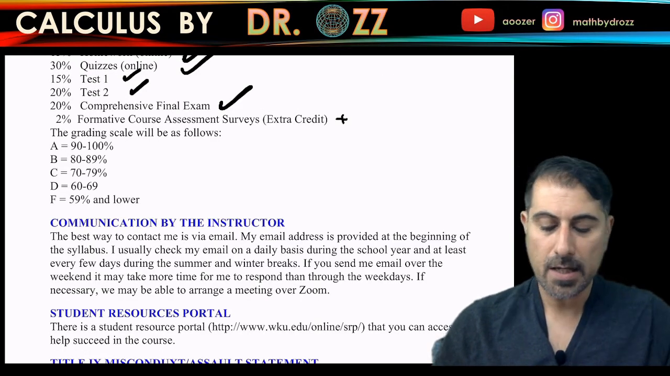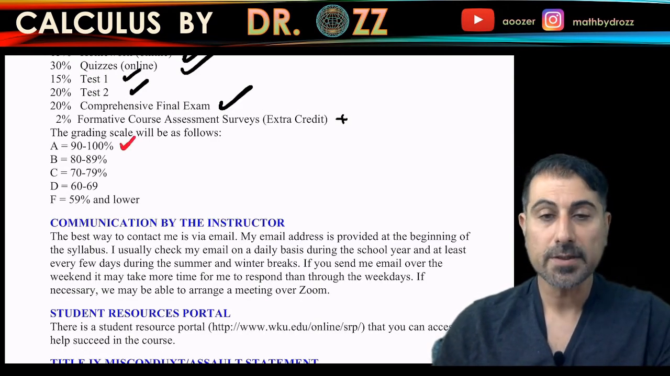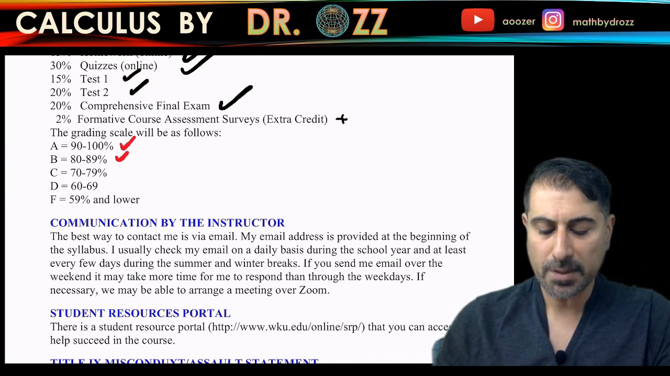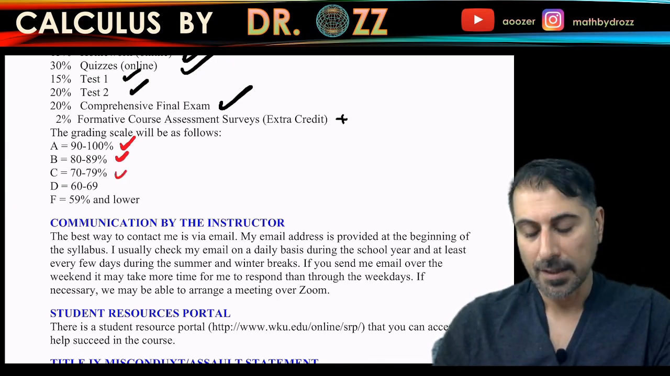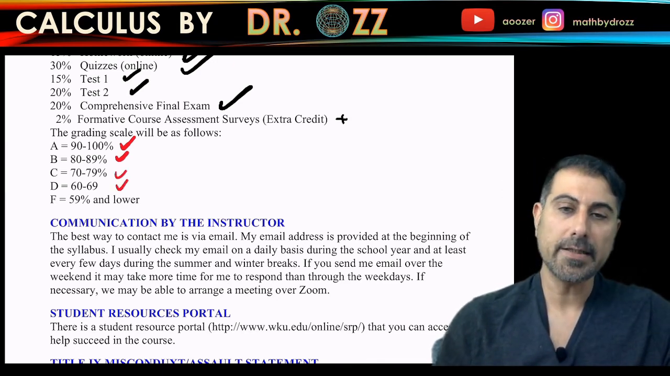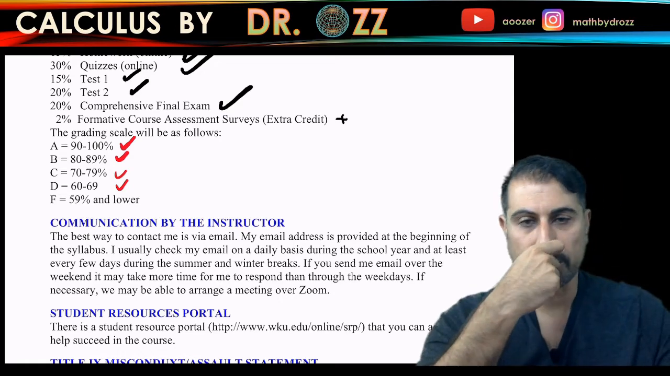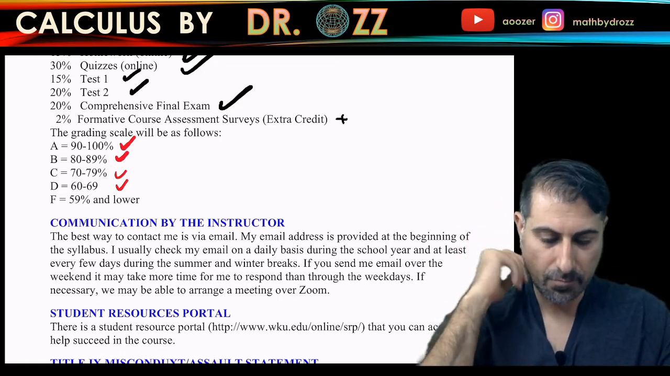To get an A, you should have at least 90%, 80% for a B, 70% for a C, 60% for a D, and anything below is going to take you to an F. All right.